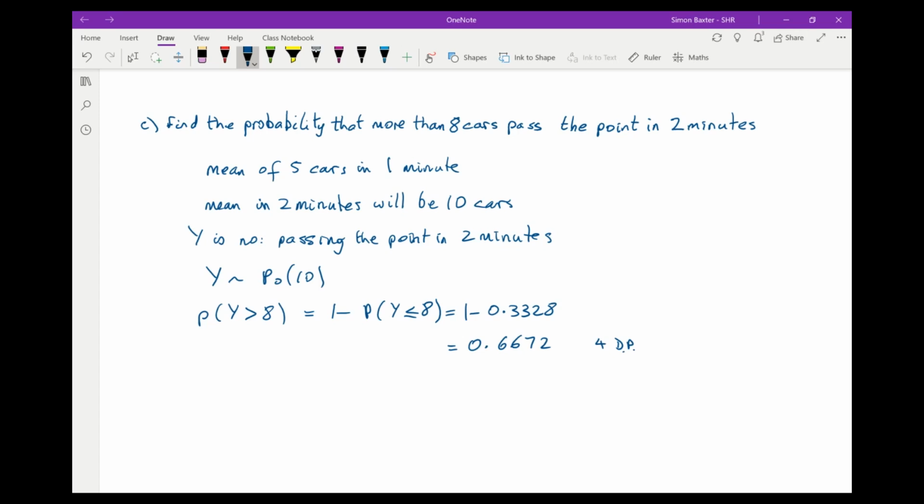Very similar in the way that we operate things to the binomial. It's just that if we are looking for a formula, the formula is different, and obviously the cumulative tables are going to give different numbers.